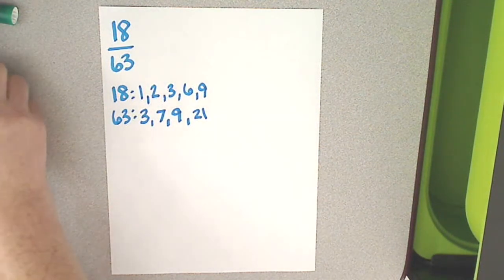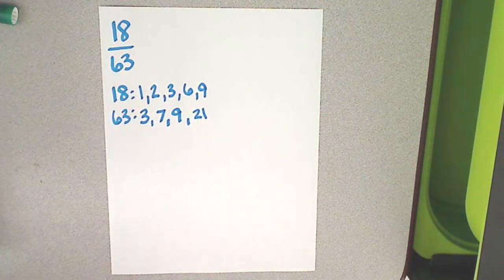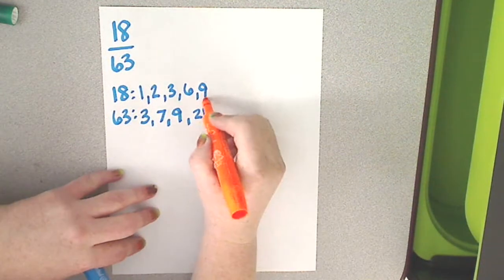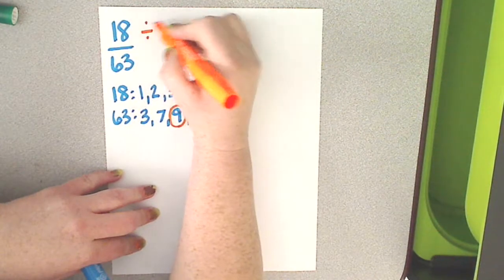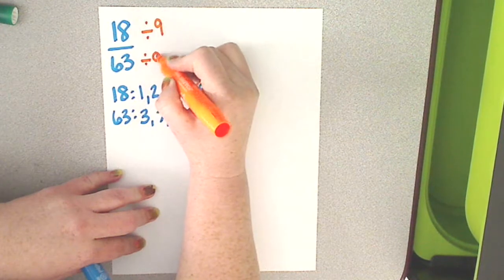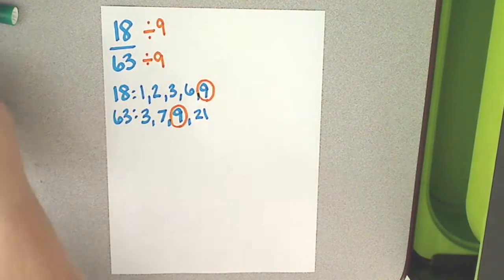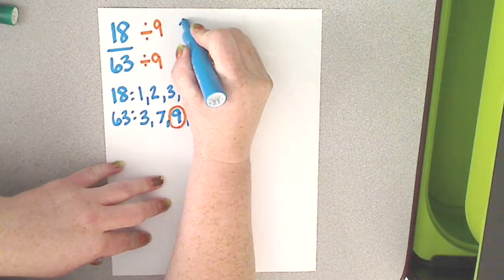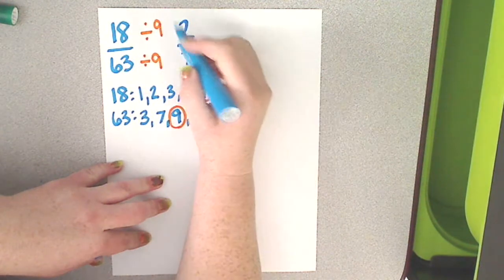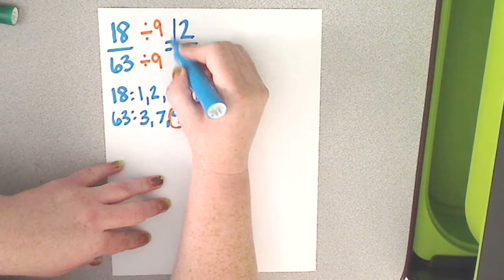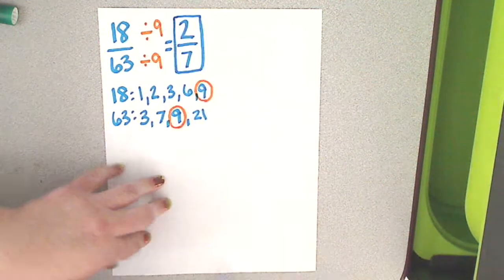This is where you've got to know those multiplication facts. If you don't, it's going to hurt you. So now I need to go through my list and find the greatest number that these two lists of factors have in common, which is 9 and 9. So I'm going to divide my numerator and my denominator by 9. 18 divided by 9 is 2, and 63 divided by 9 is 7. So my new equivalent simplified fraction is 2/7.